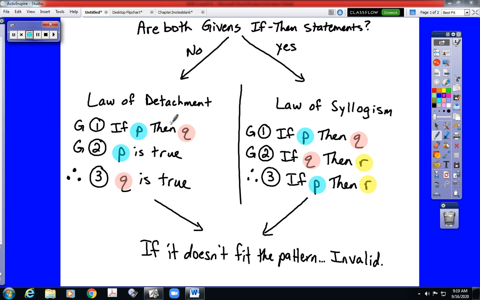All right, ladies and gentlemen, welcome to the final video for section 4 of chapter 2 of your McGraw-Hill notes covering deductive reasoning. Once again, we're going to start here on this flow chart where we are discussing which law of deductive reasoning we should be trying to use.